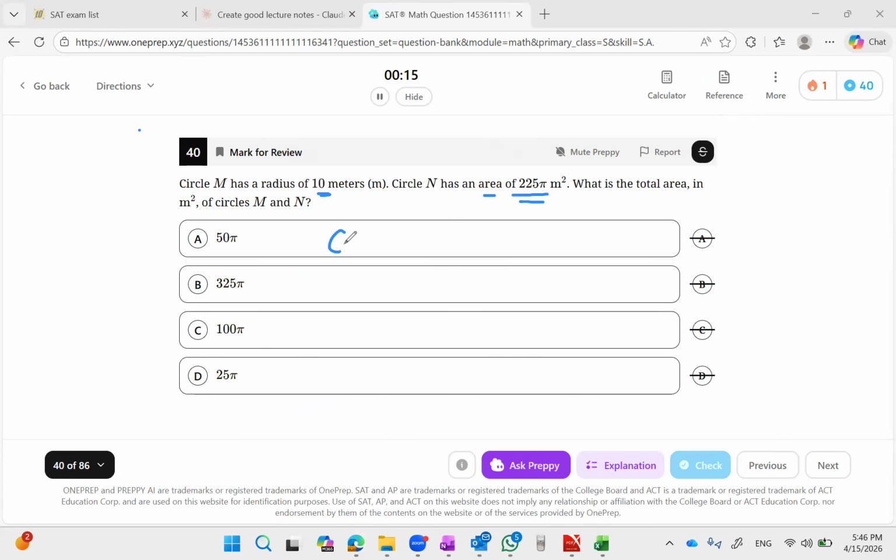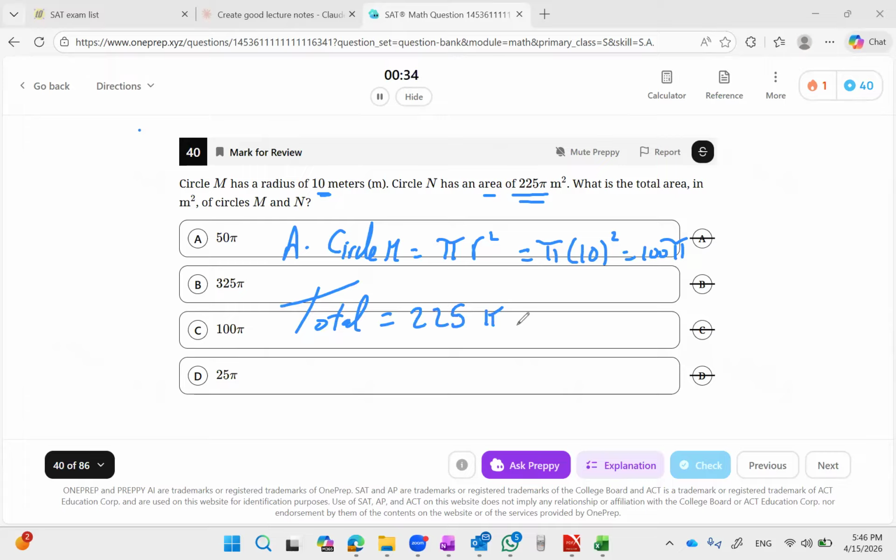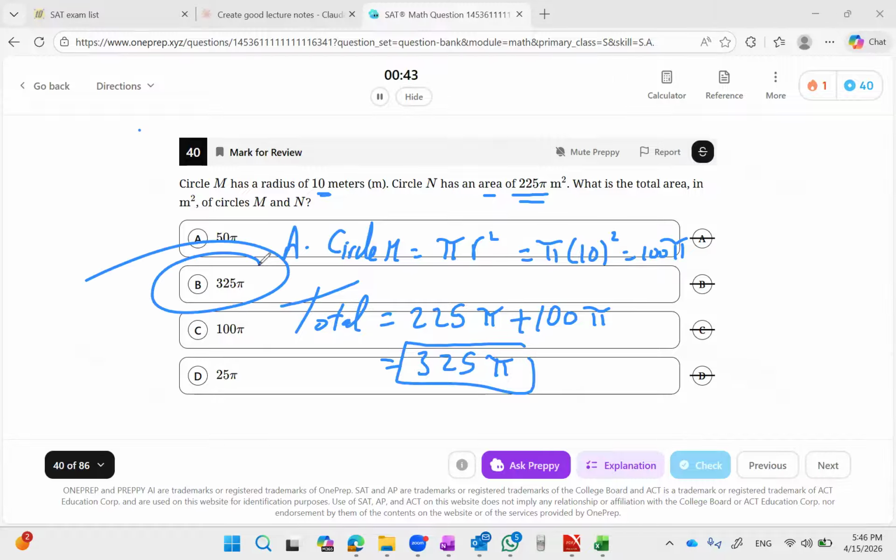So I just need to find the area of circle M, which is pi r squared. So it's pi multiplied by 10 squared, which is equal to 100 what? Pi. So what would be the total? 225 pi plus 100 pi, which is 325 what? Pi.